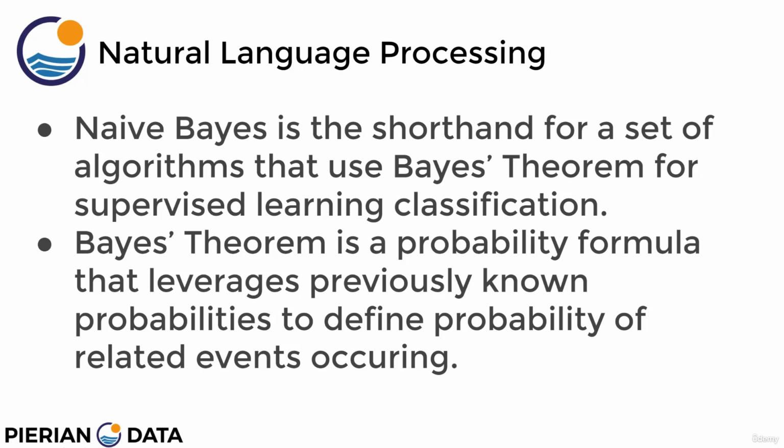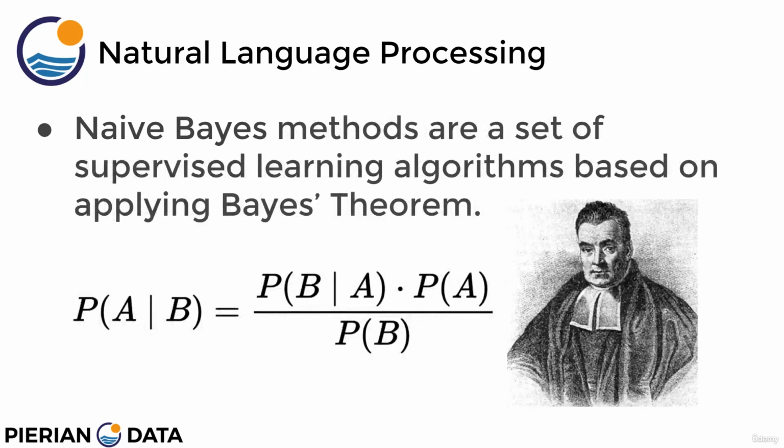In part 2, we'll discuss the naive Bayes algorithm for machine learning. As I keep mentioning, naive Bayes methods are just a set of supervised learning algorithms, and they're based on applying Bayes' theorem, which is shown here.